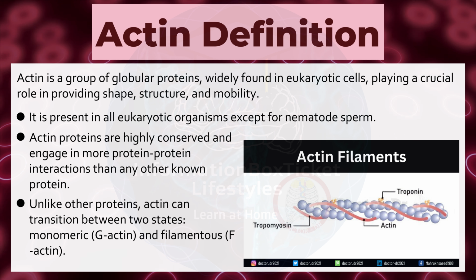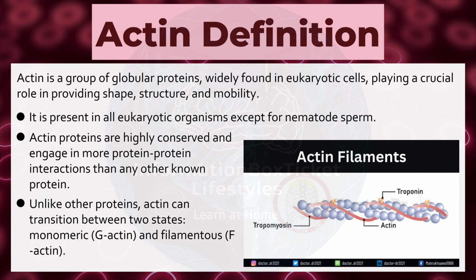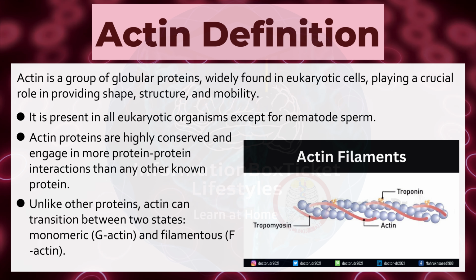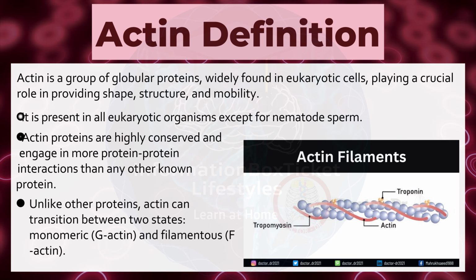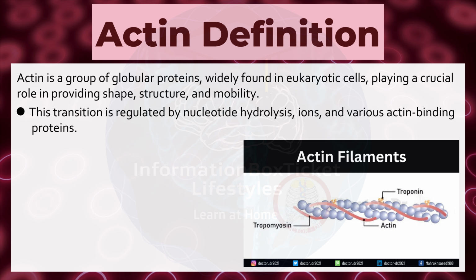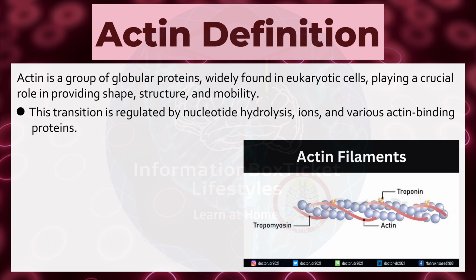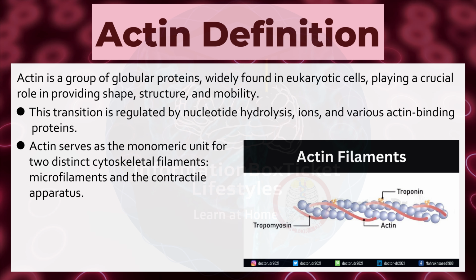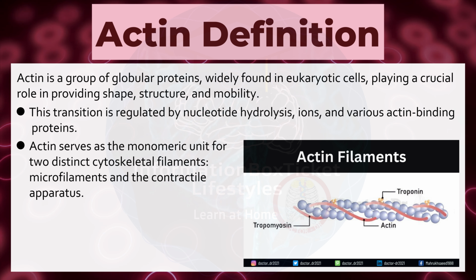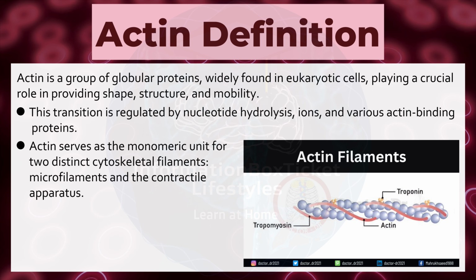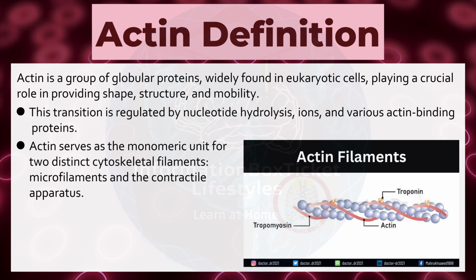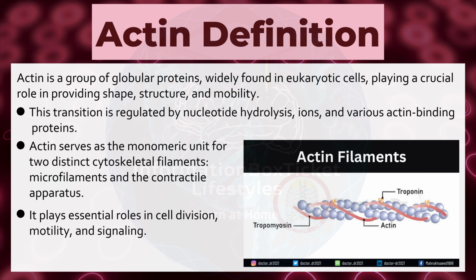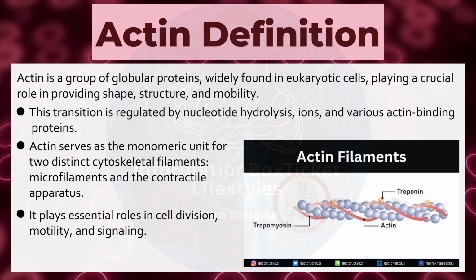Unlike other proteins, actin can transition between two states: monomeric, G-actin, and filamentous, F-actin. This transition is regulated by nucleotide hydrolysis, ions, and various actin-binding proteins. Actin serves as the monomeric unit for two distinct cytoskeletal filaments, microfilaments and the contractile apparatus. It plays essential roles in cell division, motility, and signaling.